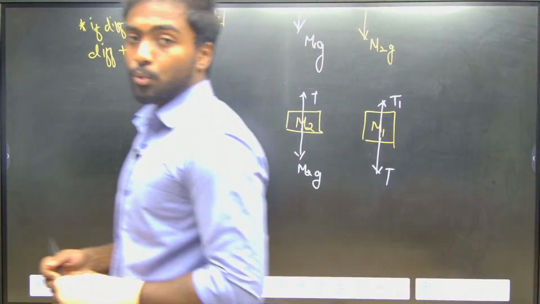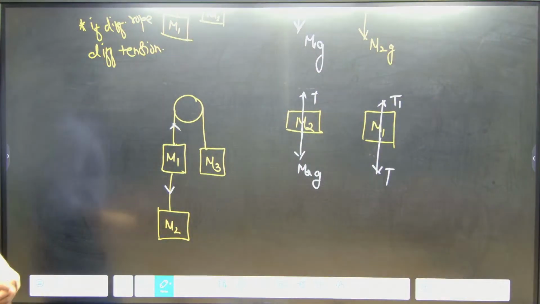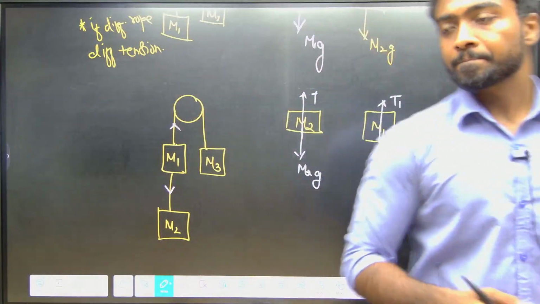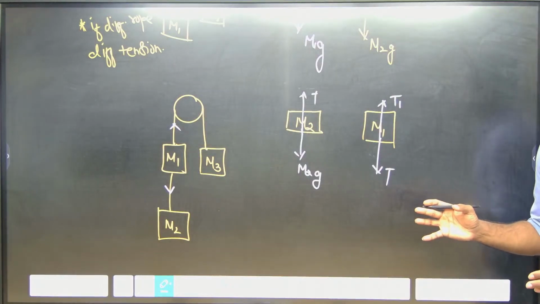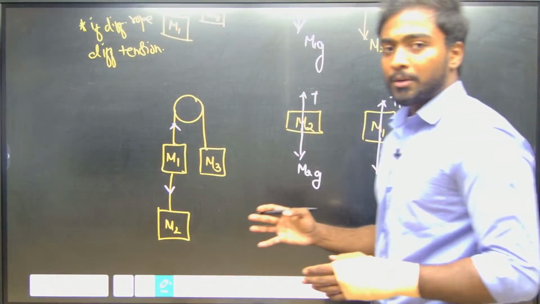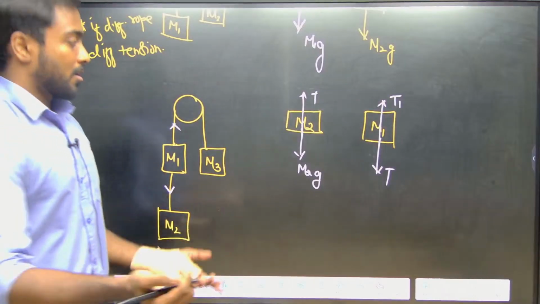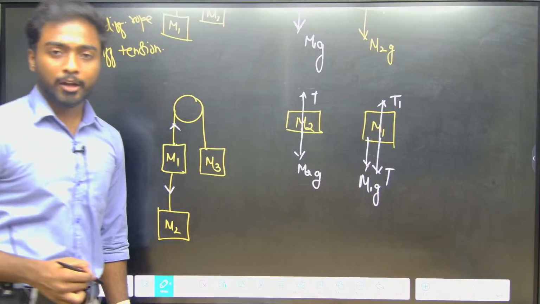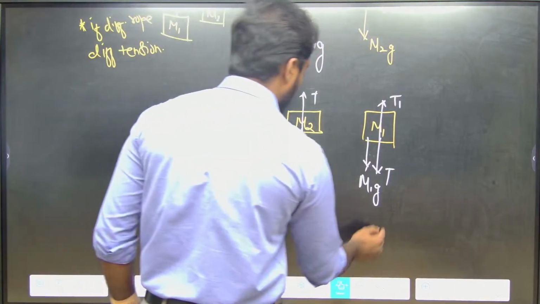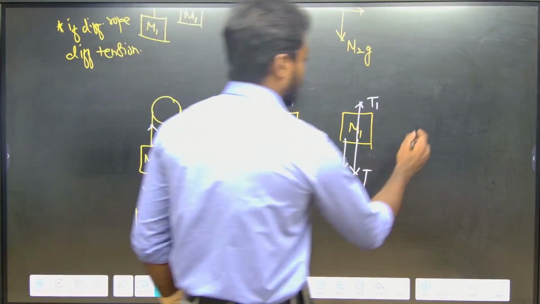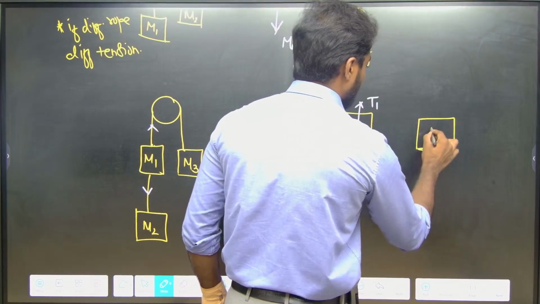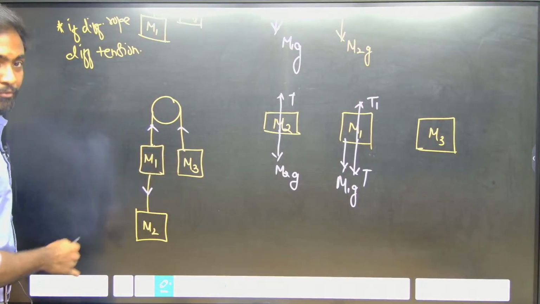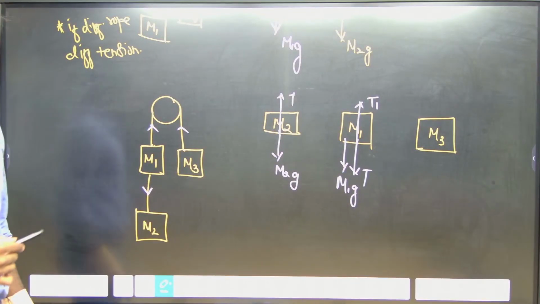Yes, which one is missed out? In M1 I am talking, which one is missed out? Yes, so which one? Yeah, obviously the weight will be there, that is M1G. Got it? Now the final one, one more block is there, that is M3. So M3, it is away from the body, one more down, that is weight.